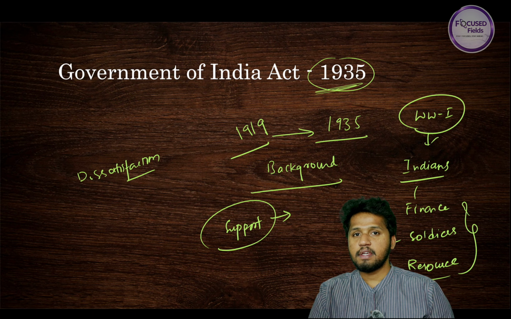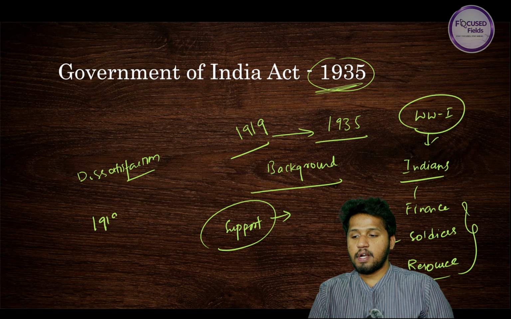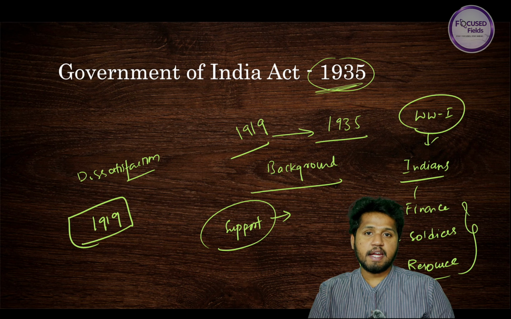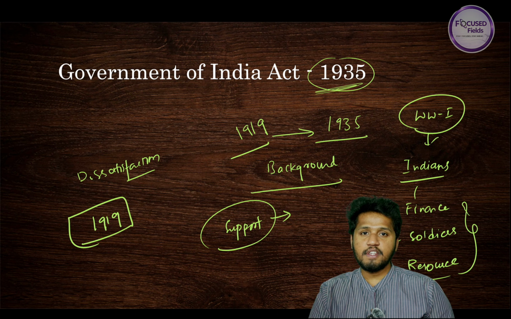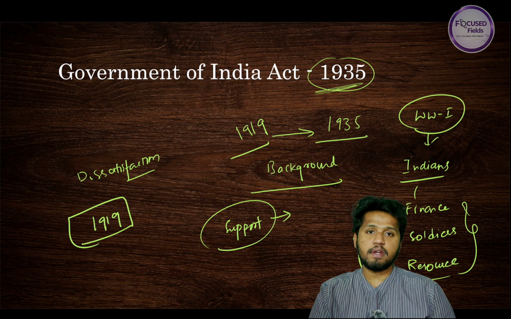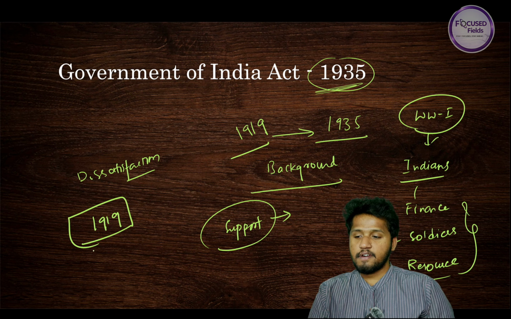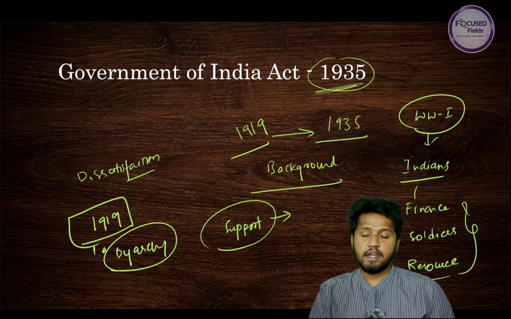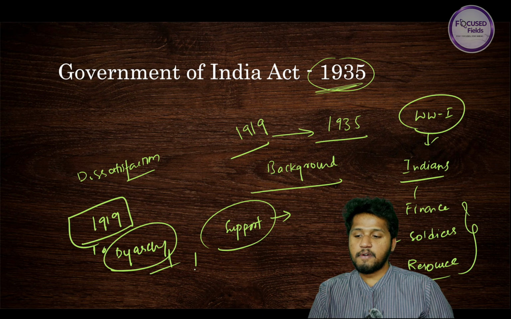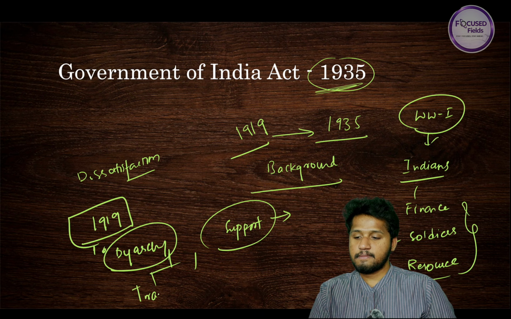But after the war, Britain came up with a solution called as Government of India Act 1919. In that act, there were certain provisions which caused dissatisfaction among Indians, such as first thing, Dyarchy. This Dyarchy at the provincial level, it said there were two types of subjects, transferred subjects and reserved subjects.